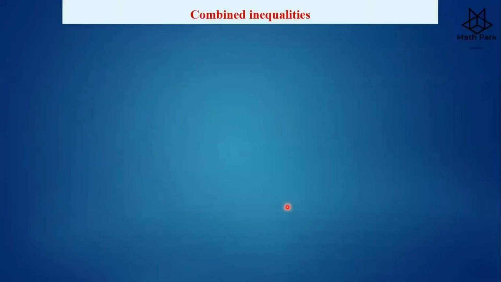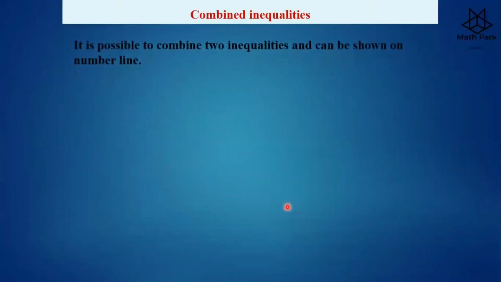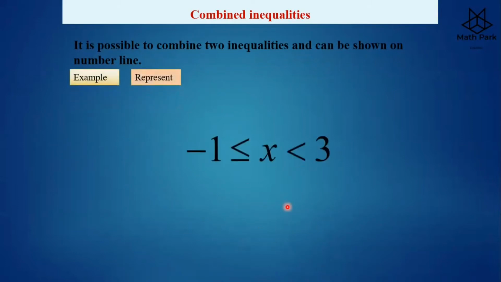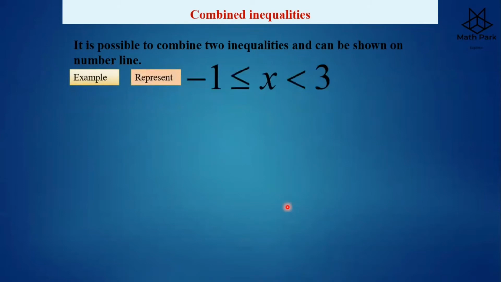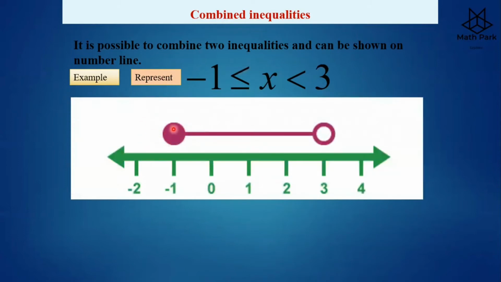Now, combined inequalities. What are combined inequalities? It is possible to combine two inequalities and show them on the number line. For example, if we have to show minus 1 is less than or equal to x, which is less than 3, we will show this on the number line in this way. The solid circle says that minus 1 is taken. The x is taking the value minus 1, and here it is less than or equal to, that's why. And when it is less than 3, 3 is not taken; x is not going to have the value 3. It is going to have the values minus 1, 0, 1 and 2. So this is going to be a finite set, which you will be learning again in IGCSE.